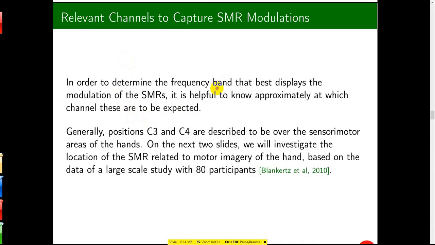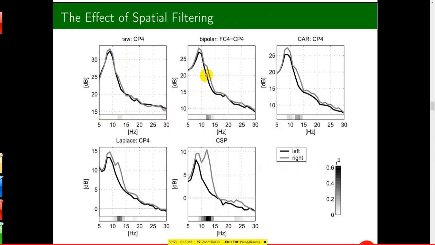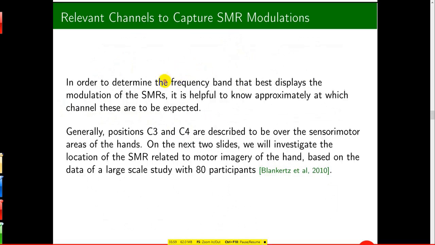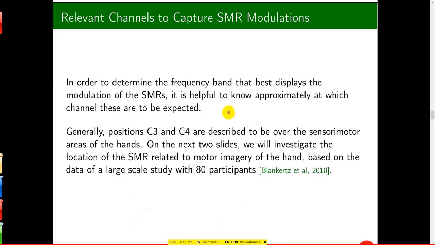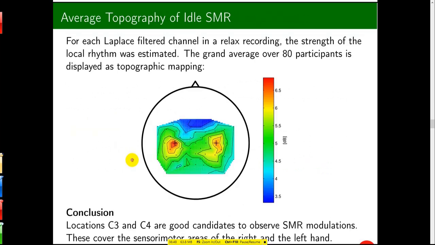Some comments: in order to determine the frequency band that best displays a modulation of the sensorimotor rhythm, SMR, it's helpful to know approximately at which channels these are to be expected. Okay, best frequency band. Here we have from 0 to 30, from 5, right? And which frequency band shows discriminatory activity? That's a question. 10 to 15, visually, right? We can also answer this question empirically, by taking the data from each channel and doing some classification.